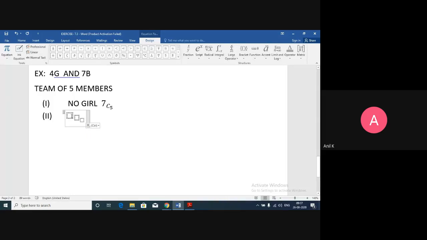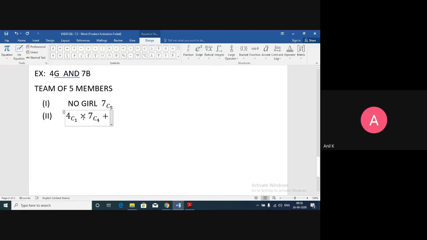Only first, one boy and one girl. Minimum, I want one boy and one girl. It can be more than one boy and more than one girl, but the total should be 5 members only. If I take one girl, it will be 4C1 into others will be boys. So out of 7, I have to select 4. This is the first case. One girl, 4 boys. What about the second case?